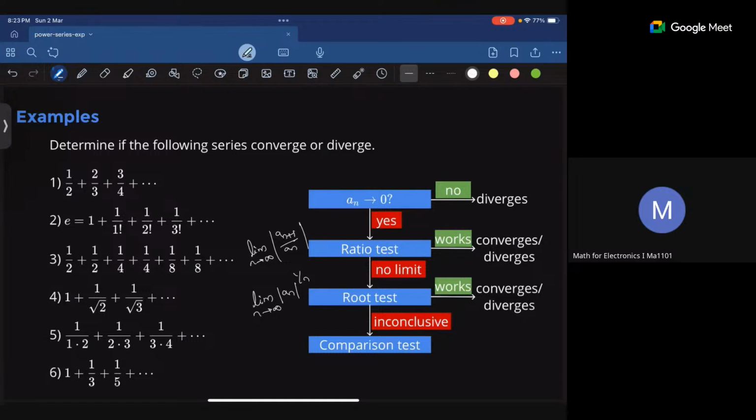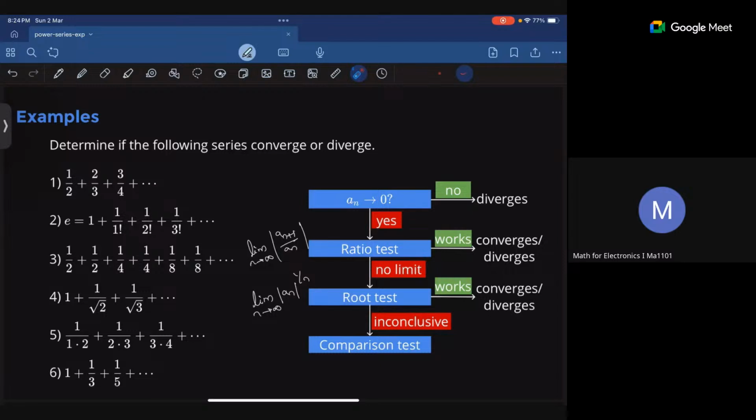Right? So root test also, if ratio test fails, then use root test. Root test works, then you conclude whether it is convergent or divergent. If root test also fails, like if it is giving us an inconclusive result, then finally we will use the comparison test. We try to compare it with some other very well-known series, and then conclude whether it will converge or diverge.